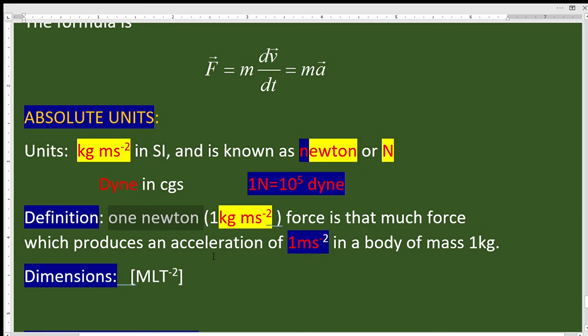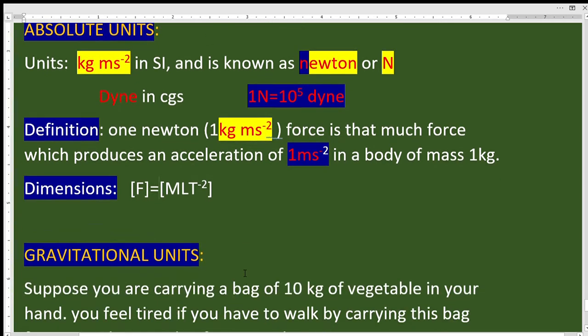Now we can also have the dimensions. Obviously from this formula, mass has the dimension M, acceleration has the dimensions of LT^-2. So therefore force has the dimensions, we can write like this: for the dimensional formula, F is equal to MLT^-2. So these are the dimensions for force.